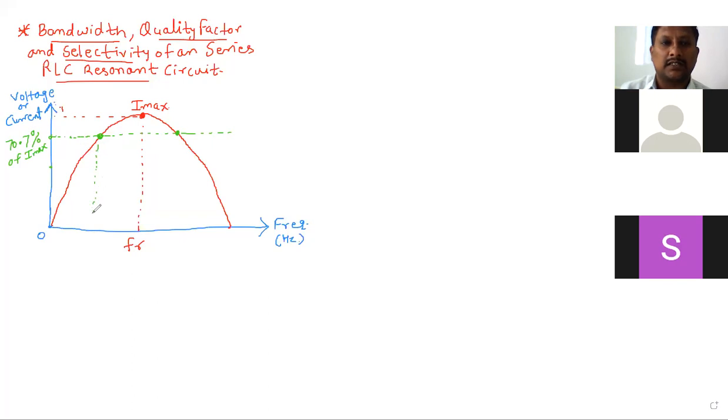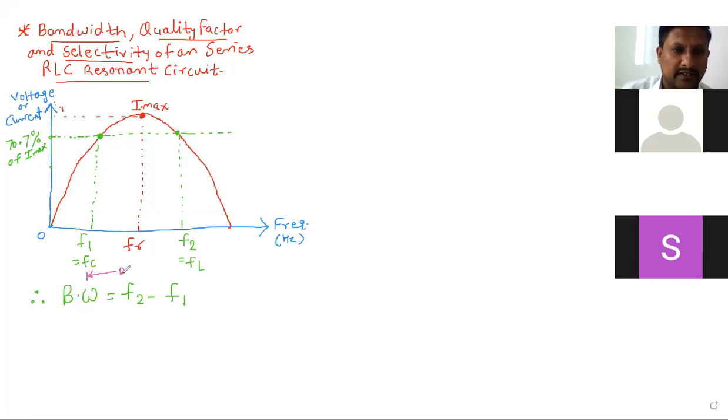One is frequency f1, which is lower than the resonant frequency. That f1 is nothing but fc. Next, second, we are getting at the frequency f2, which is greater than the resonant frequency but less than infinite. So we can call it fh. So bandwidth we can already define. Bandwidth we can write as f2 minus f1. Okay, so this is actually the bandwidth, the range from f2 to f1.